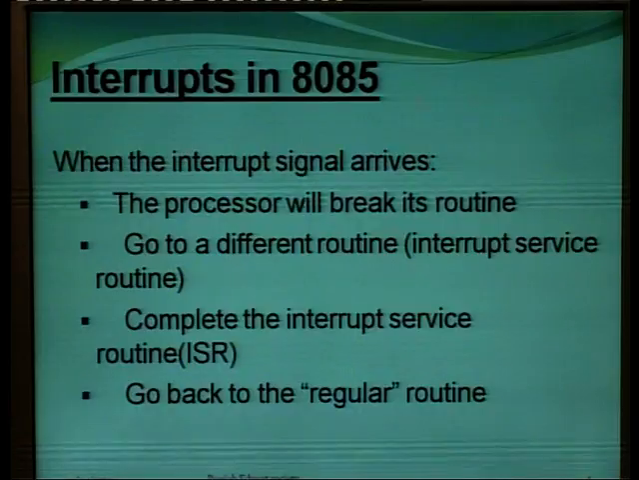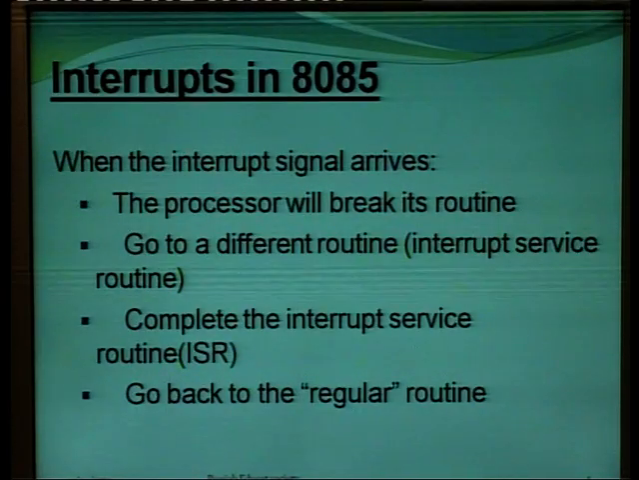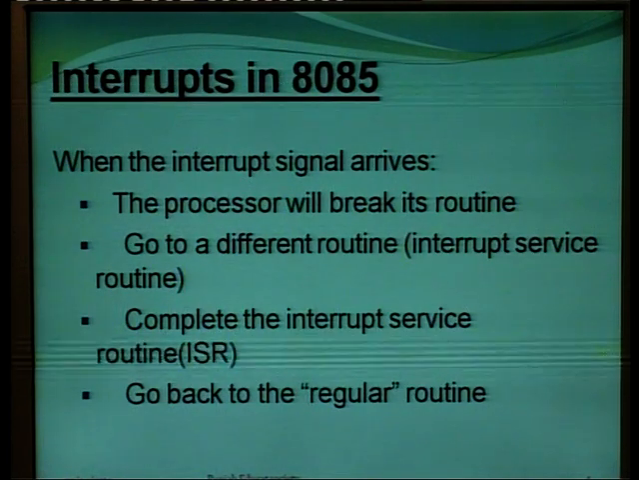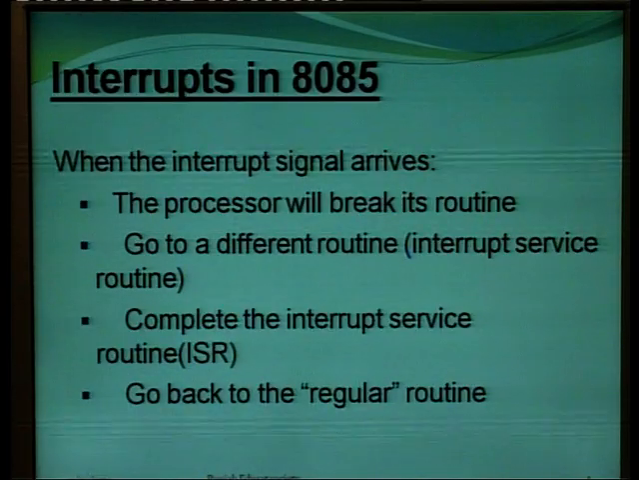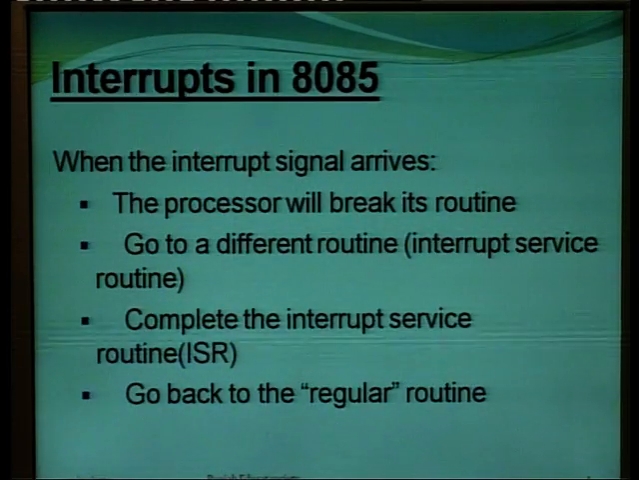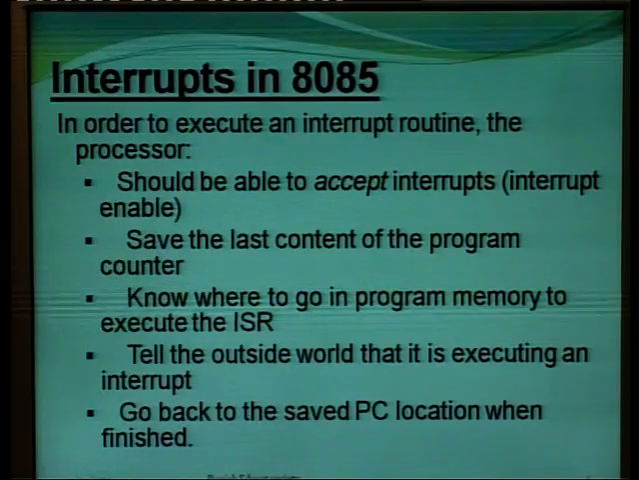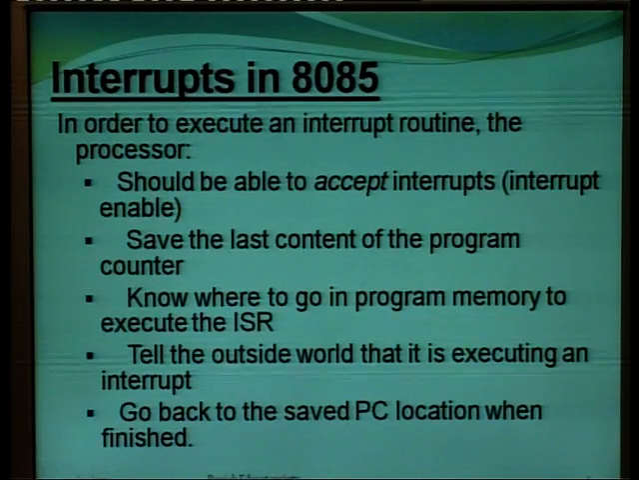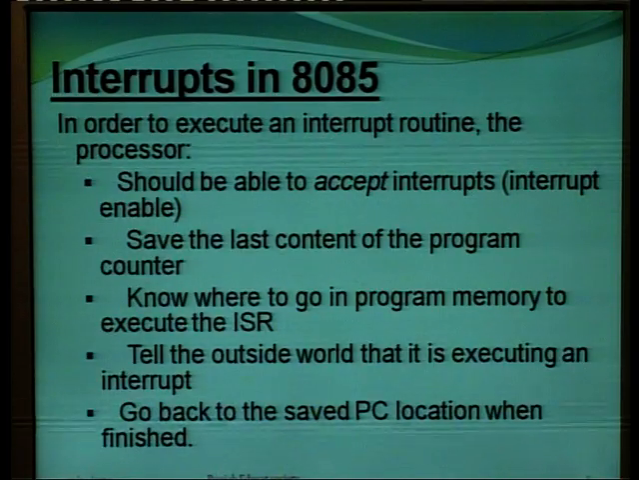When the interrupt signal arrives, the processor will break its routine, go to a different routine known as the interrupt service routine, complete that particular interrupt service routine and then return to the regular routine. In order to execute an interrupt, the processor should be able to accept interrupts. That means all the interrupts must be enabled.